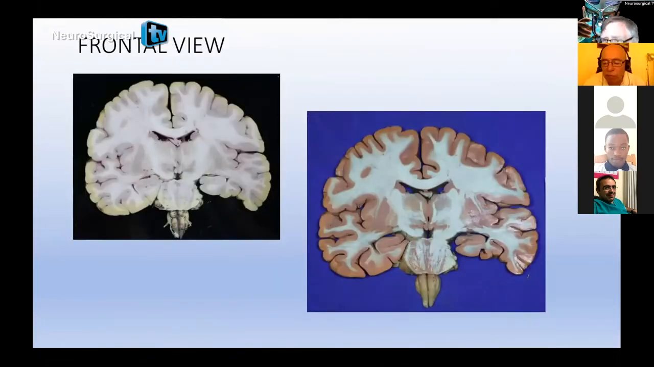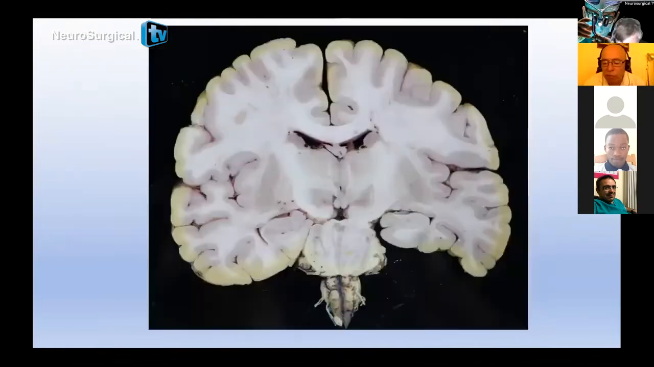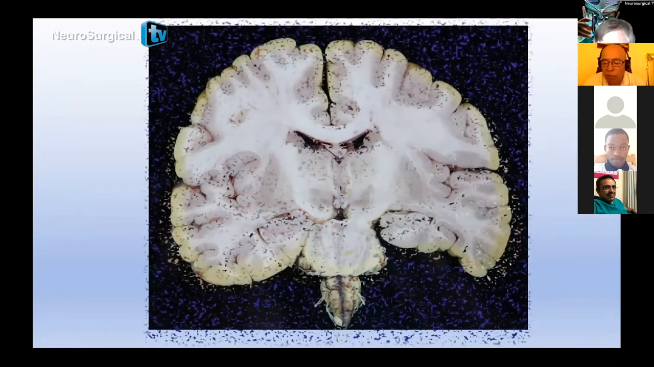For example, in this frontal view, look at this. On the left side, we have a coronal cut without staining, and on the right side, after the staining. Look at this slide. It is really, really beautiful to make this staining.